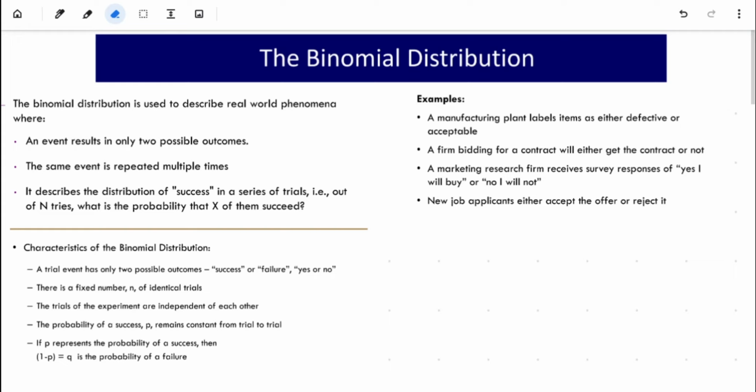Good everyone. In today's session, we'll be learning about binomial distribution. A binomial distribution is used to describe a real-world phenomenon where an event results in only two possible outcomes. So we are saying that a binomial distribution involves an event with only two possible outcomes, right? And then the same event is repeated multiple times. Two possible outcomes means the outcome could be true or false, and the same event is repeated multiple times.